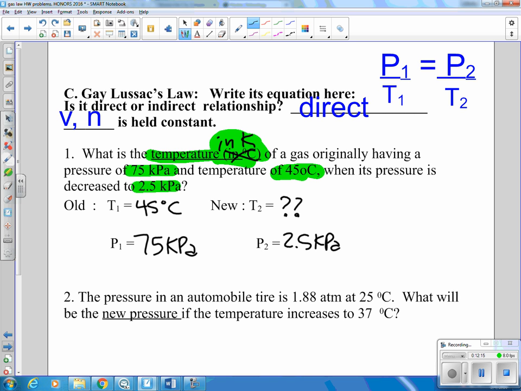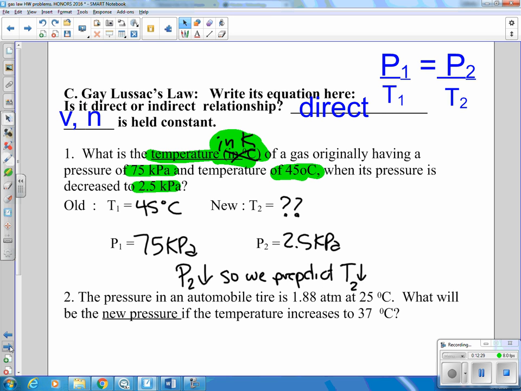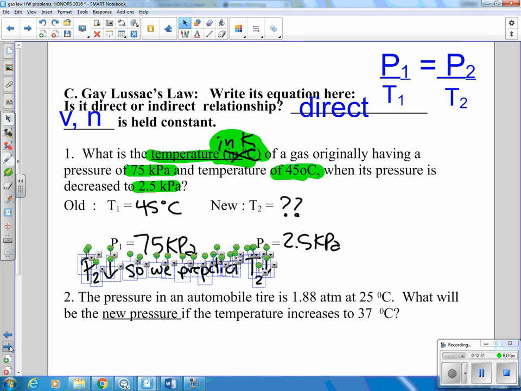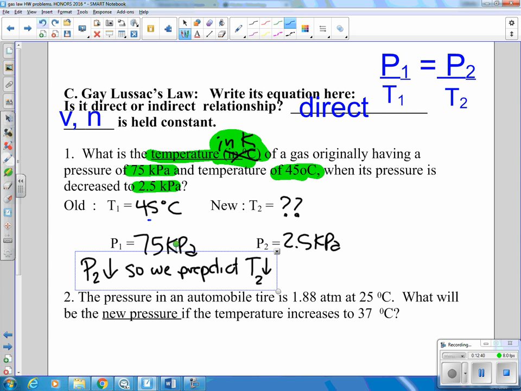Okay, so we're noticing that the pressure is going down, so we predict temperature will also go down. Okay, so let's see if that happens. Let's look at these also to tell if they are following what you predict. So let's put the numbers in. But first we got to add 273 to this one. And that is going to equal, I believe, 318 Kelvin. Let me double check here. Yeah, 318 Kelvin.